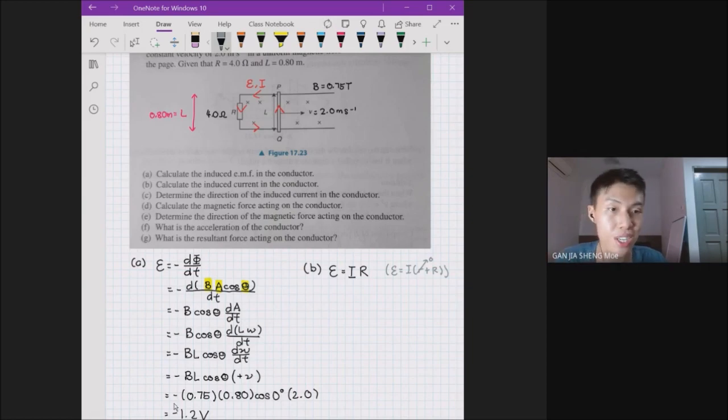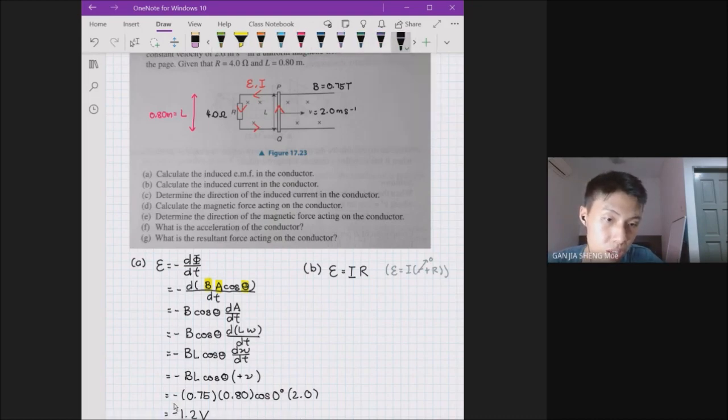There's no battery over here. Okay, it's the motion here that creates the electromotive force. So it's not like there's a battery there to supply the energy. It's the change of the magnetic flux that supplies the energy to move the charges. So there's no such thing as internal resistance over here. So you just use epsilon is equal to IR.